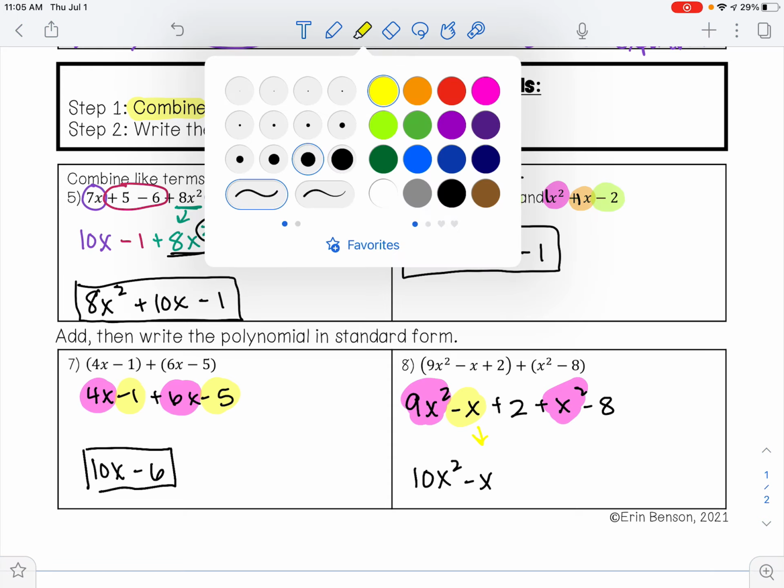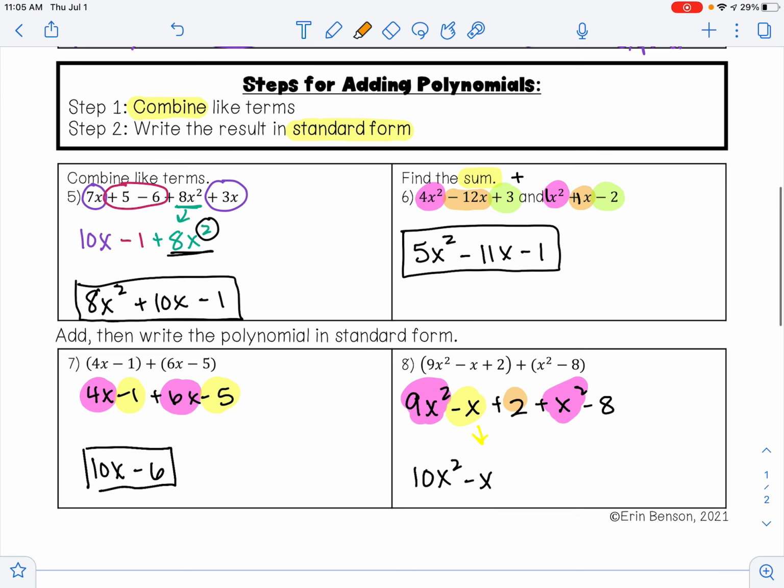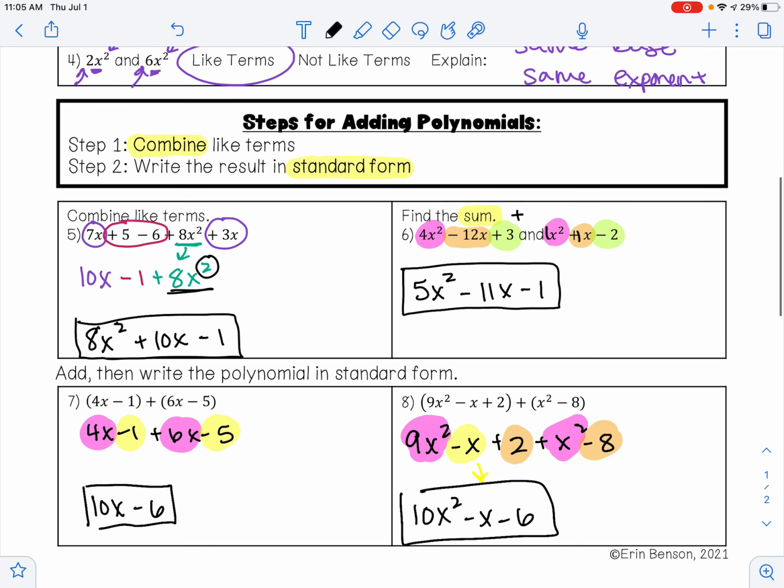And then lastly, 2 has a like term with negative 8. 2 plus negative 8 is negative 6. So 10x squared minus x minus 6 is in standard form. So this is our solution.